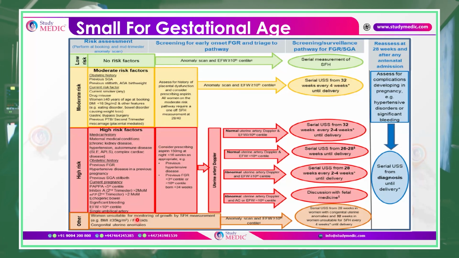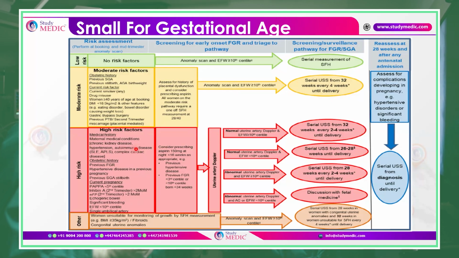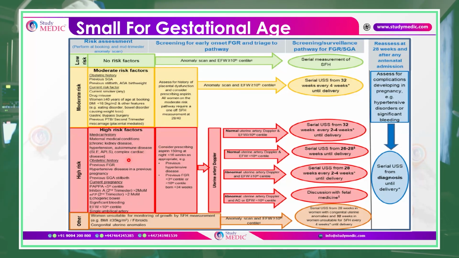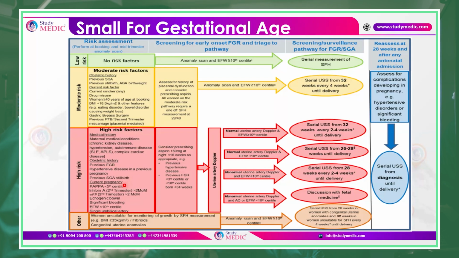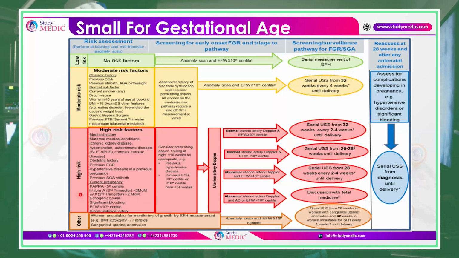Okay, and then there come the high risk factors, and in the high risk factors, any pregnancy which is complicated by medical disorders, like chronic kidney disease, hypertension, autoimmune disease, SLE, APLS, or complex cardiac disease. Obstetric history is significant, like previous baby affected by growth retardation, hypertensive disease in the previous pregnancy, previous small for gestational age birth, or in the current pregnancy pregnancy associated plasma protein A less than 5th centile, inhibin A more than 2 MoM, alpha fetoprotein more than 2 MoM, echogenic bowel.